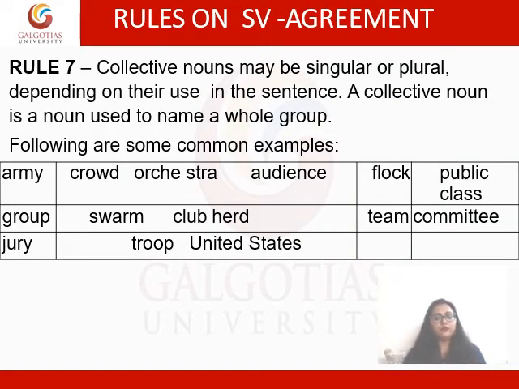Now, 7th rule. Collective nouns may be singular or plural depending on their use in the sentence. Now, what is a collective noun? A collective noun is a noun used to name a whole group, something that applies to the whole group. So whenever you have a collective noun, it may be singular or plural. It totally depends on the use in the sentence. Common examples of collective nouns are group, jury, swarm, club, herd, flock, committee, team, audience.